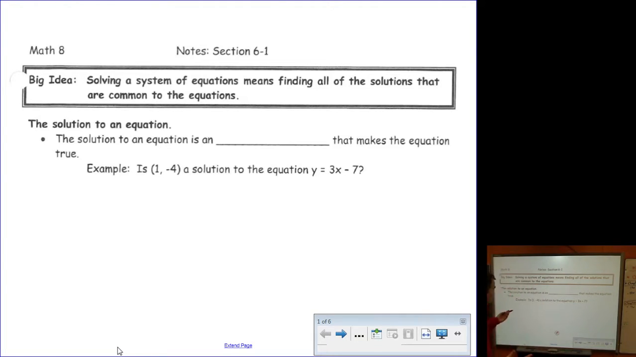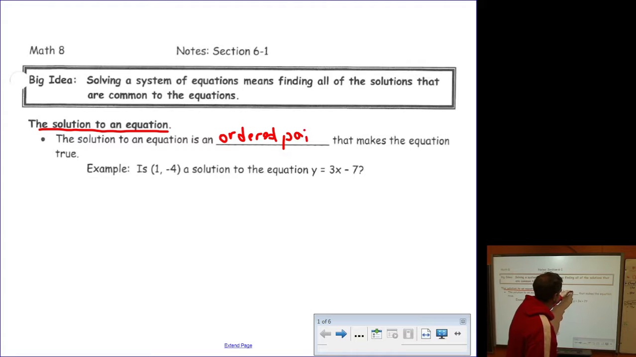So, let's get started. Solving a system of equations. Let's start with the solution to an equation. Now, the equations we're talking about in Chapter 6, as they were in Chapter 5, are equations that have two variables in them, predominantly x and y, right? And the solution to an equation with two variables is an ordered pair that makes the equation true.